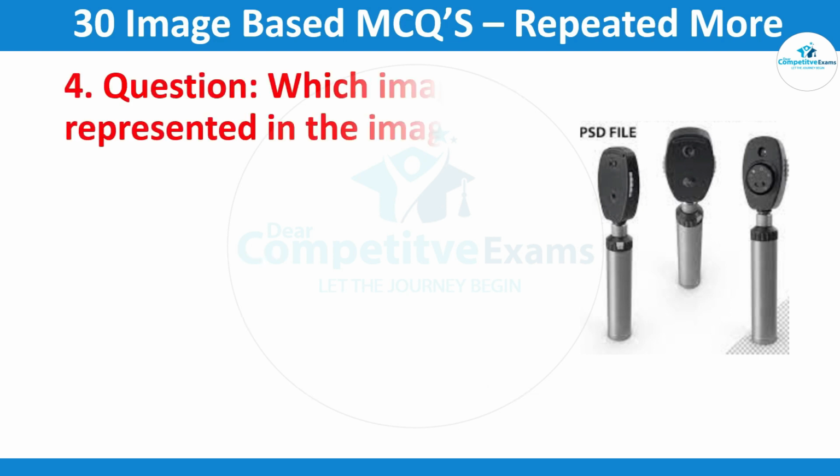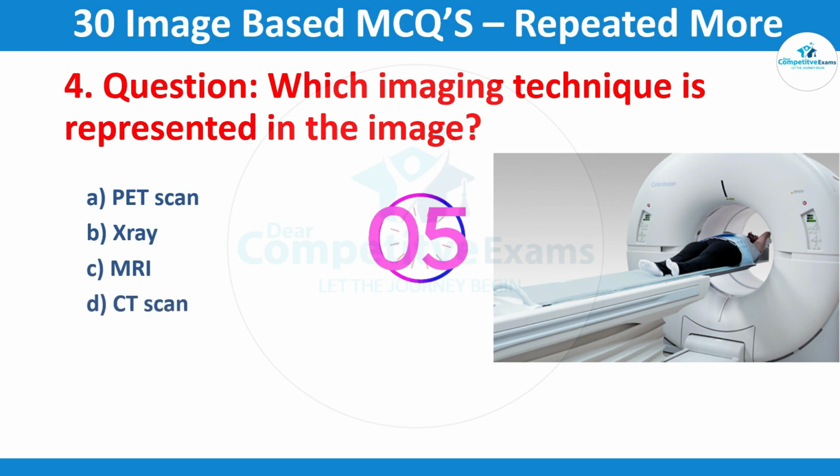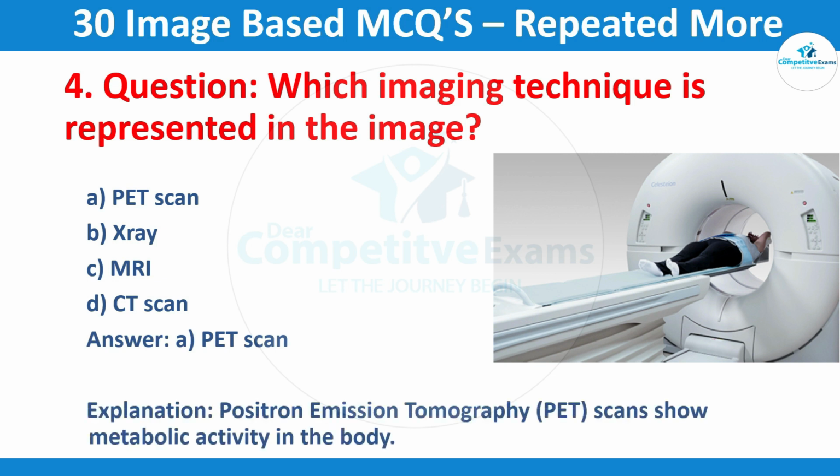Question number 4. Which imaging technique is represented in the image? Options: PET scan, X-ray, MRI, or CT scan. Correct answer: PET scan. PET stands for positron emission tomography. PET scan shows metabolic activity in the body.